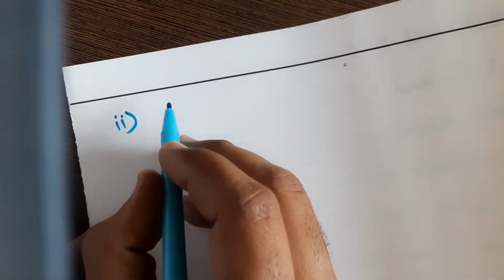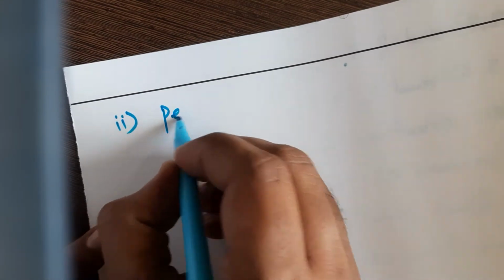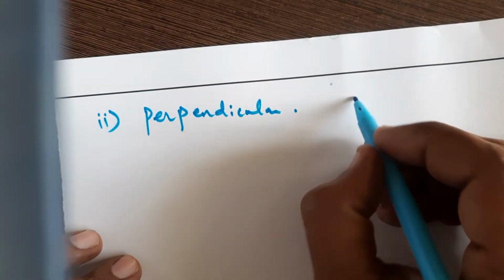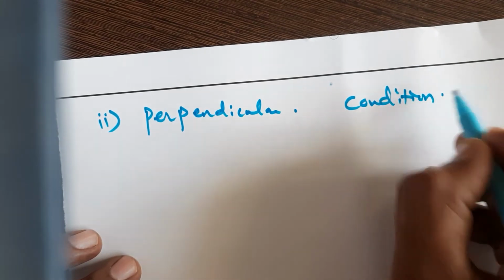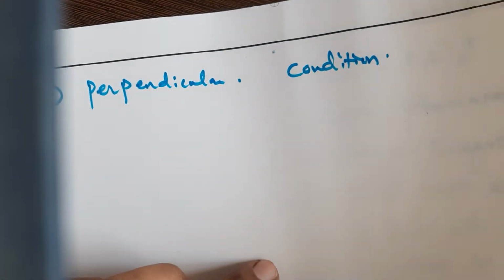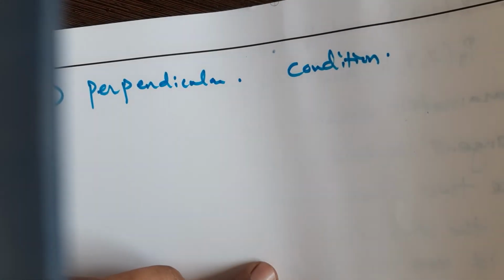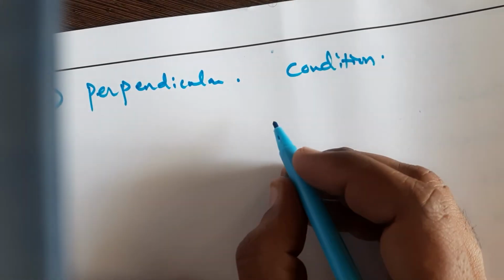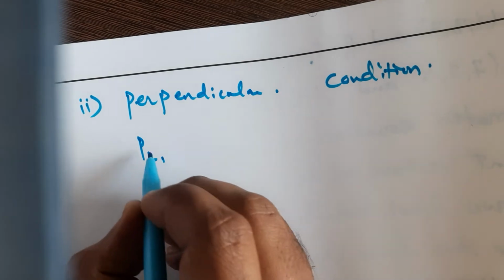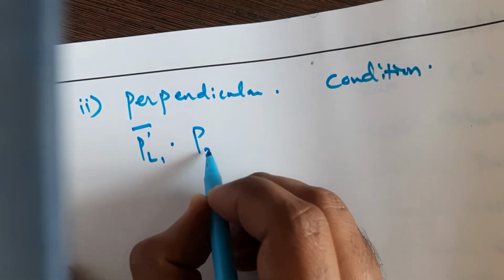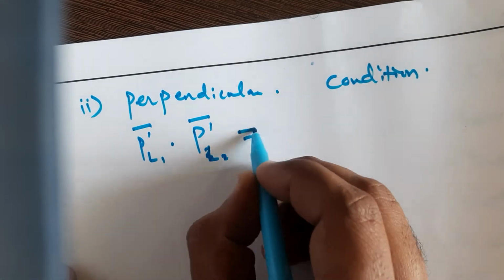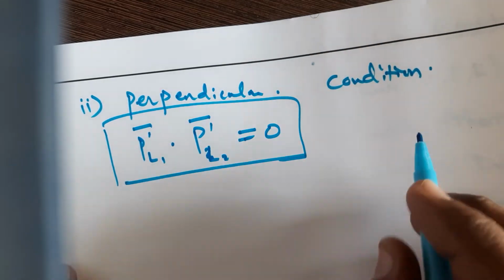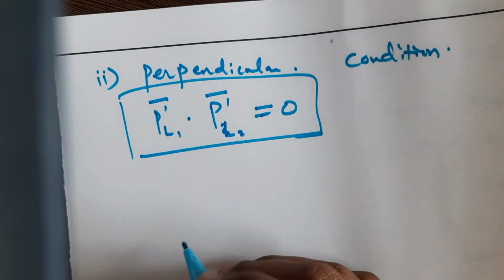The next condition, the second thing, is whether the lines are perpendicular. For perpendicular lines, the condition is that the dot product of the tangent vectors should be 0. So PL1 dash bar dot PL2 dash bar should be 0. If it is 0, then the lines are perpendicular, otherwise the lines are not perpendicular. This is the condition. Now let us check this condition.